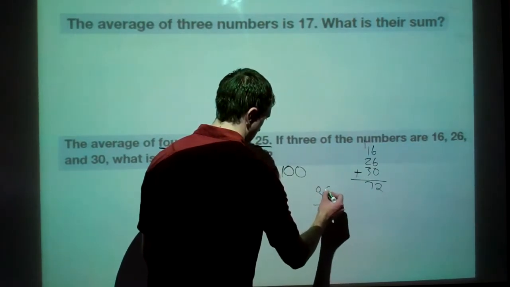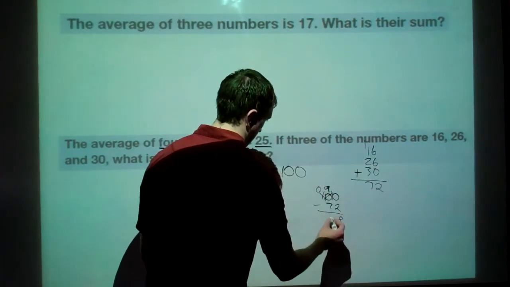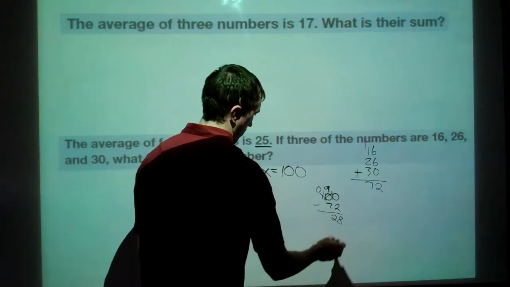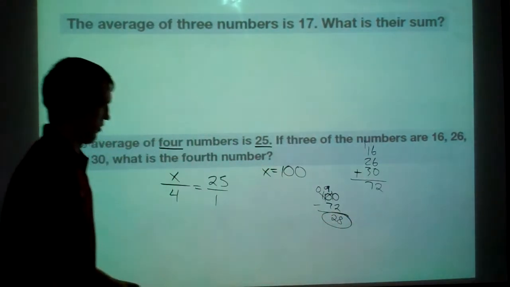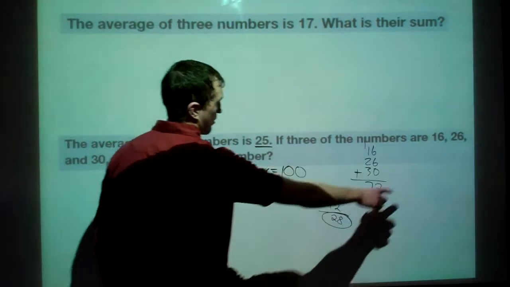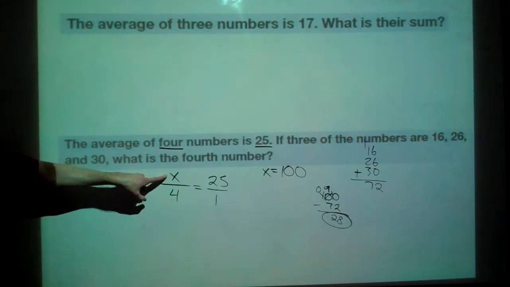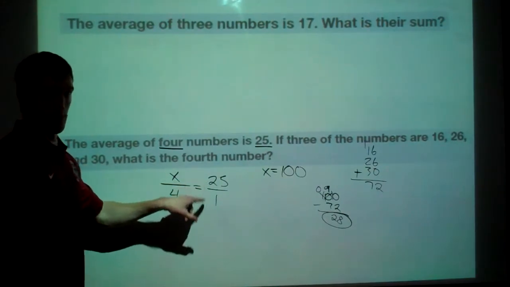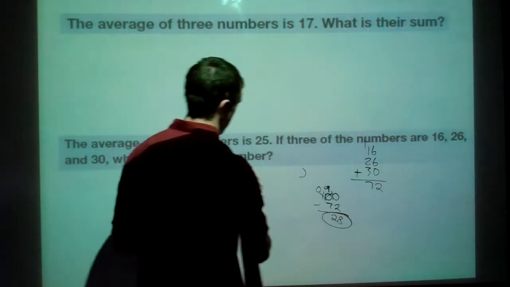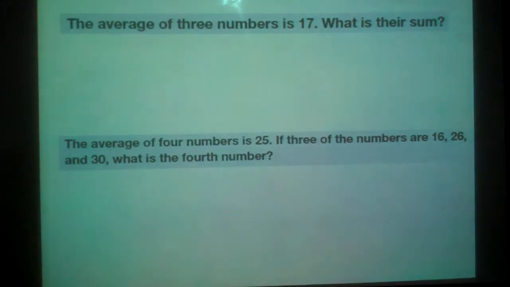Scribble small, squeeze that out. So we got 10 minus 2, 8, 9 minus 7, 2. So we'd be looking at 28 would be our fourth number. And if we do 28 plus 16 plus 26 plus 30, we would get 100. 100 divided by 4 gives us 25. And there we go. It's interesting stuff, but it's kind of fun to think backwards a little bit.